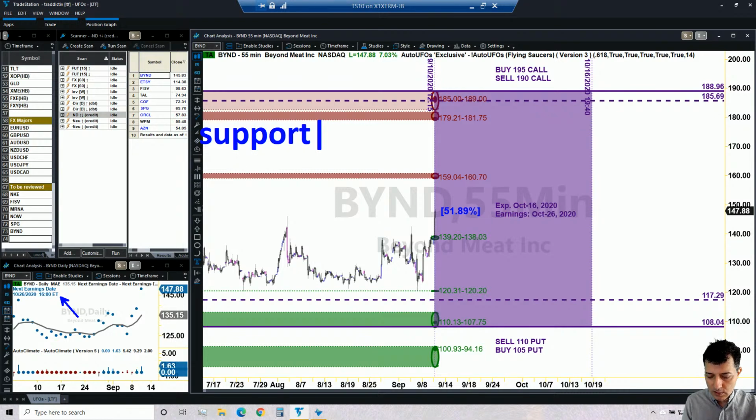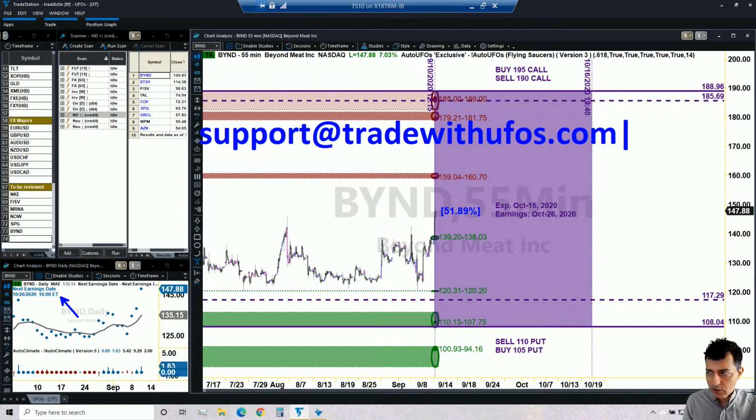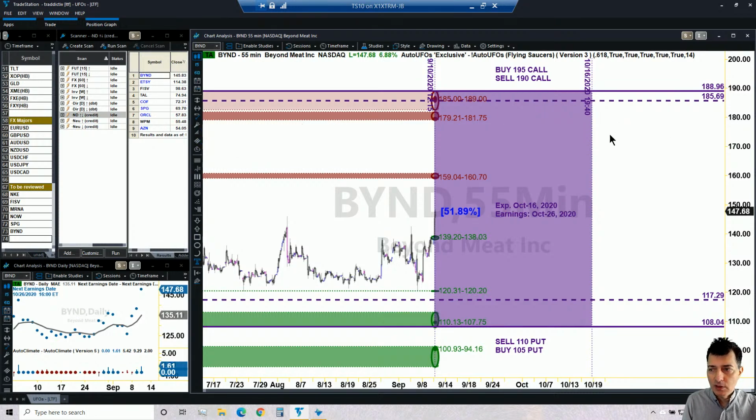So that would be support@tradewithufos.com, and ask for the direct URL to get that indicator, and we'll send it to you. It's a free tool, so you can get it on your TradeStation, no problem. And by the way, this is a very, very new feature available in TradeStation since just a few days ago. It's brand new. Good eye, Furman. I love how observant you are. Very nice. Cool. Let's continue, guys.